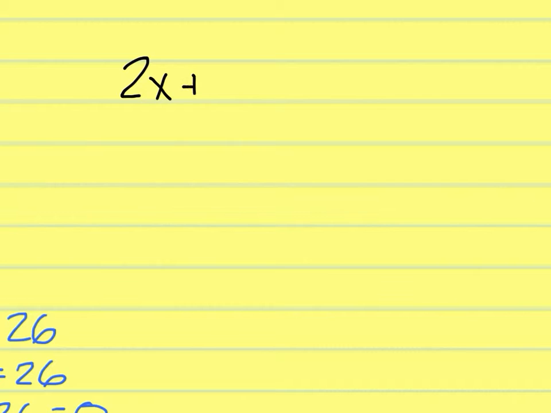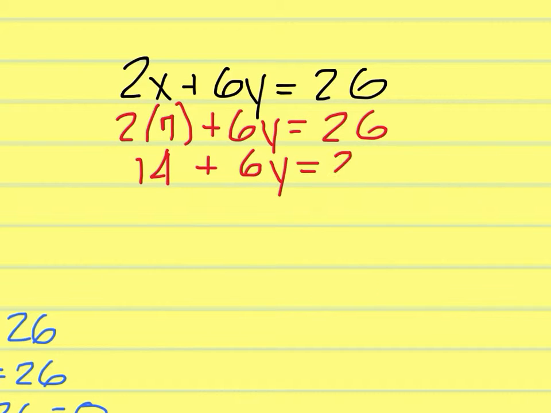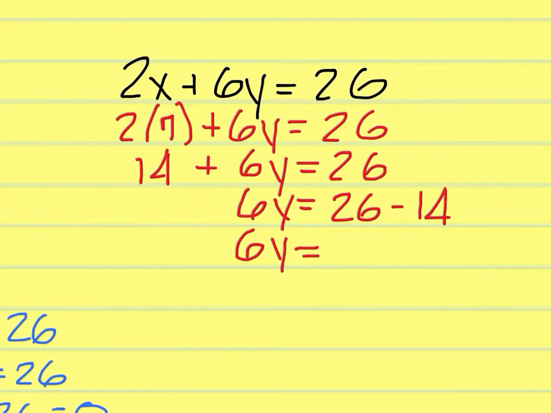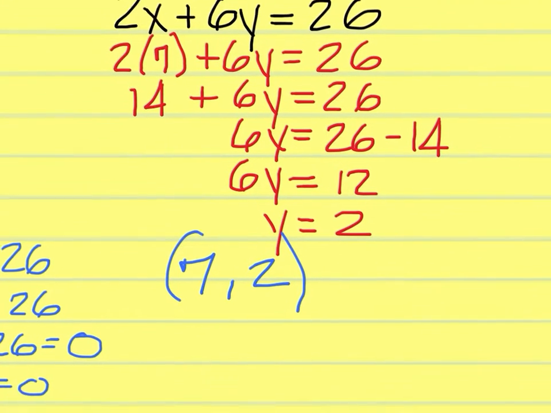2x plus 6y equals 26, and insert a 7 in for x, which will give us a 14 in this spot that we're going to have to move over to the right side and change to minus 14. And you'll come up with a 12. Divide by 6 to get a 2. So you've put in a 7 and came back with a 2 for that x value.